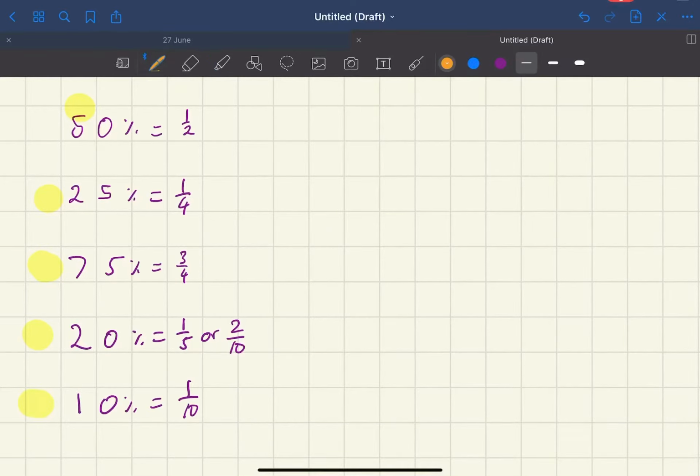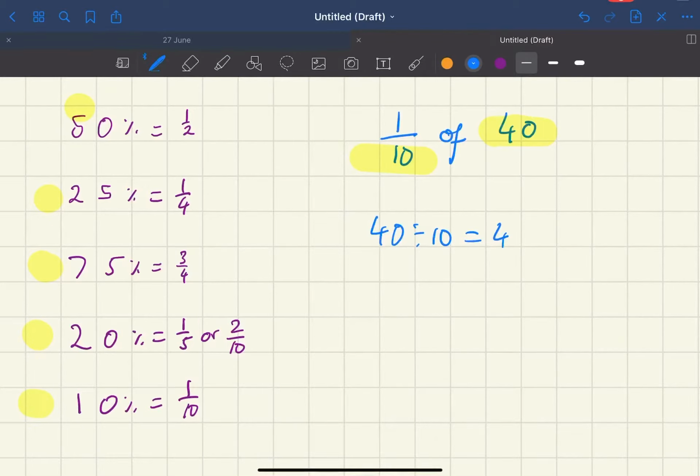Now, we're just going to very quickly go over how to find a fraction of an amount. So say, for example, I have got 1/10 of 40. To find out what a 10th of 40 is, what I would need to do is to divide this by 10. Okay, so 40 divided by 10 equals 4. And I know that from my 10 times tables.